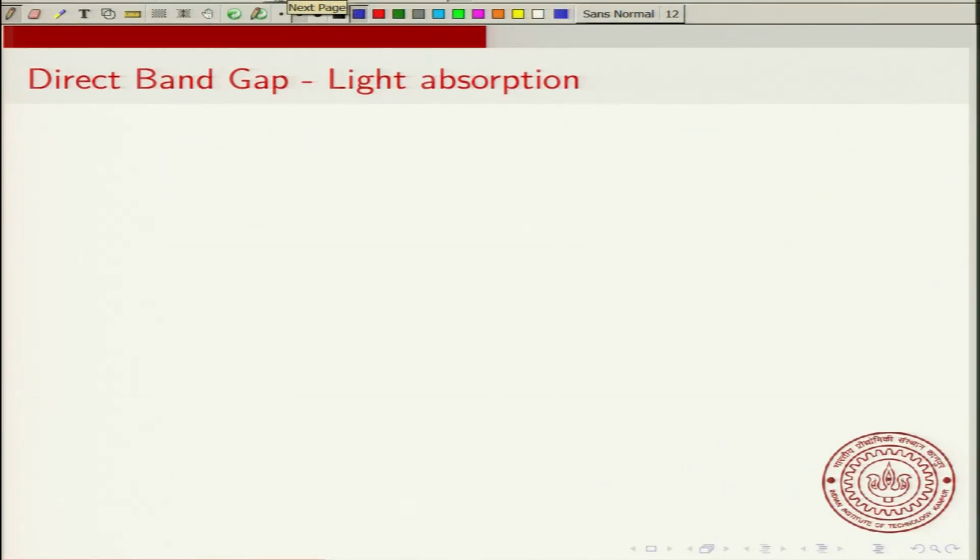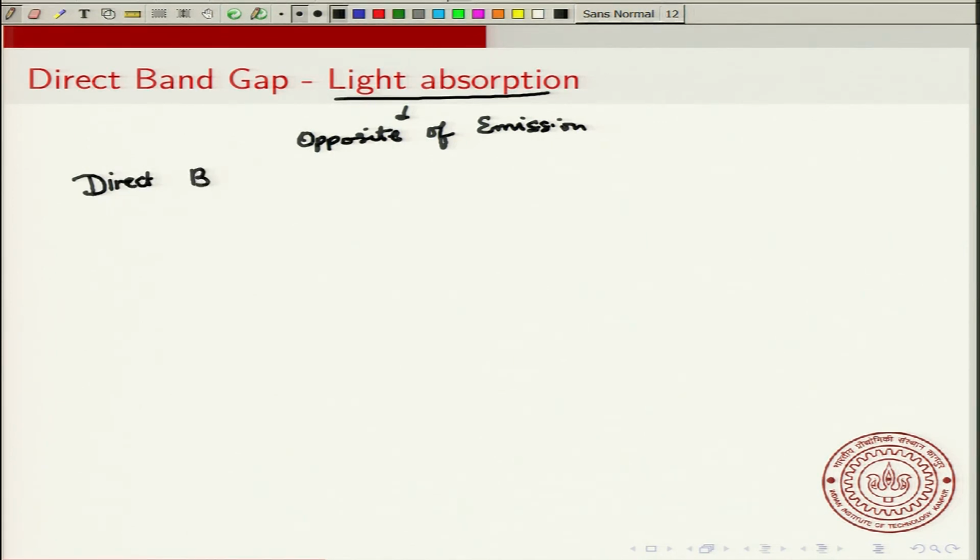Light absorption is the exact opposite of emission. Usually direct band gap materials are most efficient. This implies efficient light absorption, and this is used in solar cells.